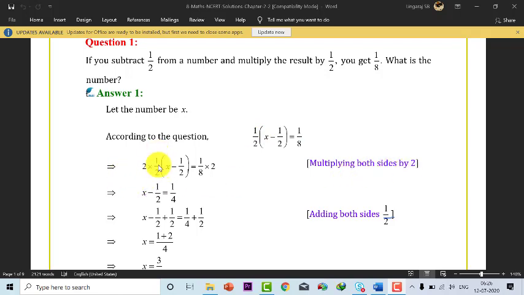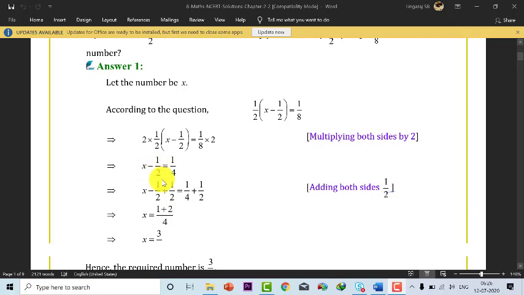So 2 into 1 by 2, whole bracket x minus 1 by 2, is equal to 1 by 8 into 2. These 2s are multiplied on both sides. So the 2s get cancelled, remaining x minus 1 by 2, and here 1 by 8 into 2 becomes 2 ones are 2, 2 fours are 8, it becomes 1 by 4.